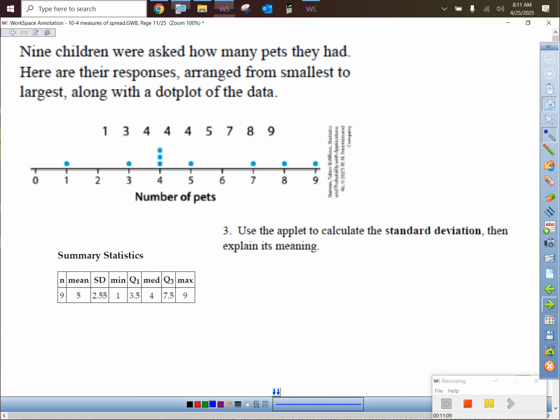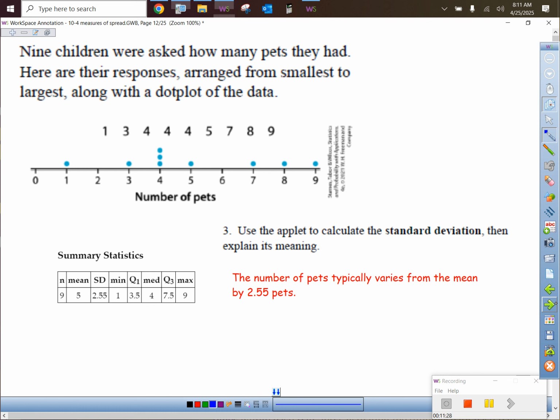What is the standard deviation? 2.55. And now here's the hard part. What does it mean? We're still very new at it, and it's going to take a few examples. But here's what it means: on average, these kids vary. The number of pets typically varies from the mean by 2.55 pets.